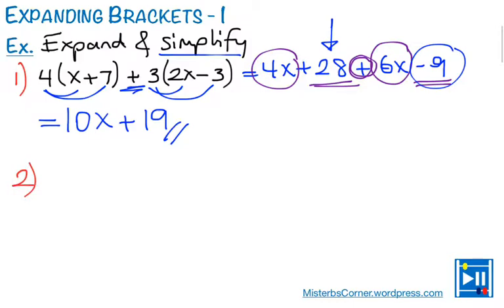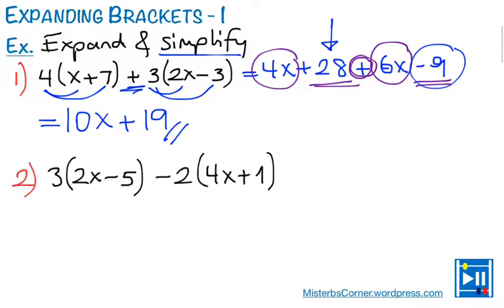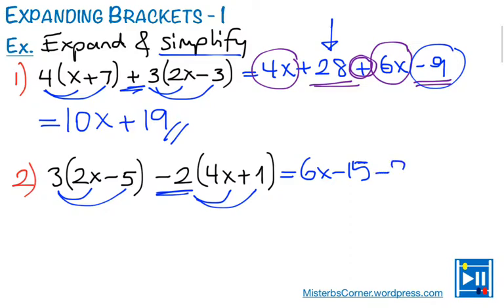Another example. I will start with the first expansion. It's going to be 3 times 2x, which is 6x, and 3 times minus 5 is minus 15. Now here I have minus 2 times 4x plus 1. So it's going to be minus 2 times 4, minus 8x, and minus 2 times 1, minus 2.